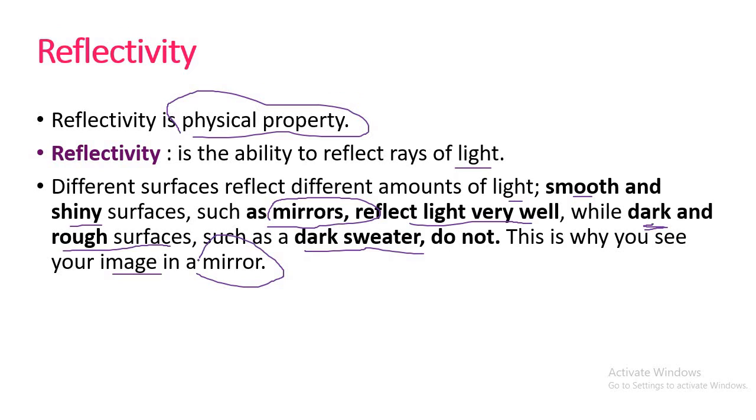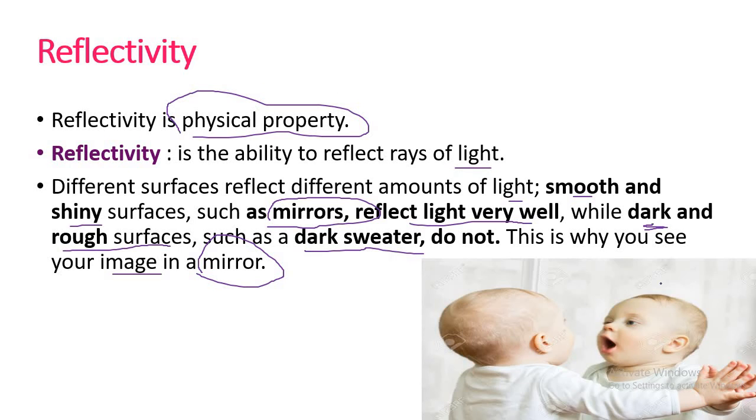So why do you see your image in a mirror? Because it can reflect a ray of light, and the material of the mirror is very smooth and shiny, so it can reflect a ray of light very well. Look here, it's a mirror, it can reflect a ray of light, so you can see yourself in the mirror. Mirror material is very smooth and shiny, while a dark and rough material cannot reflect a ray of light very well, like a sweater, or any clothes, like wood. All of these cannot reflect a ray of light.